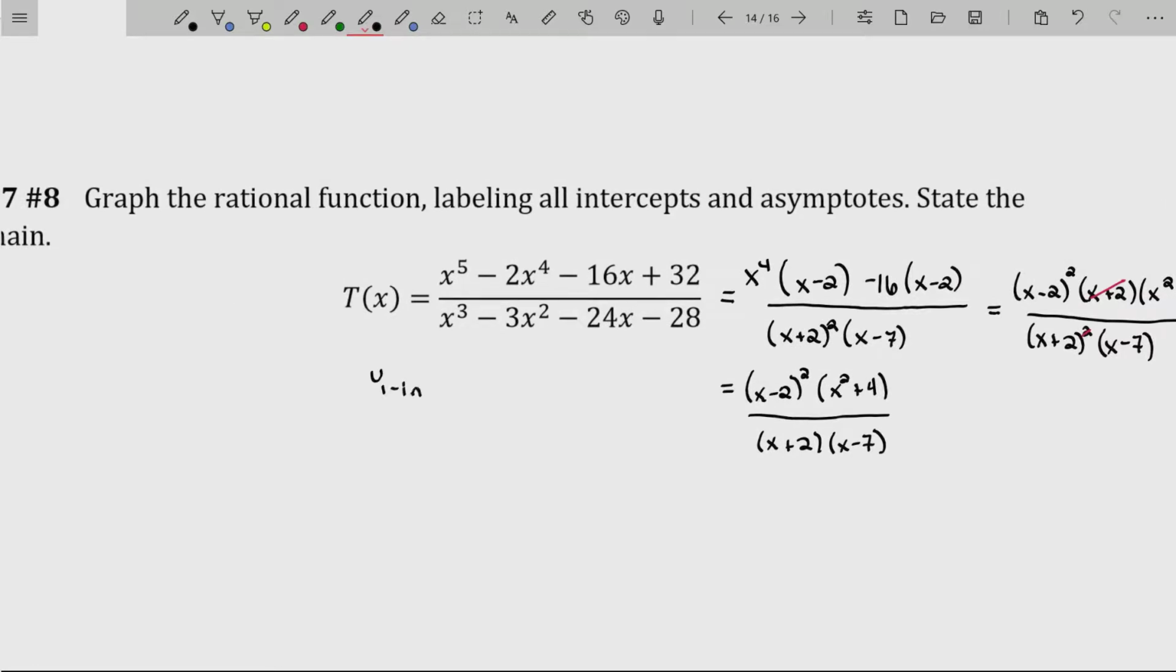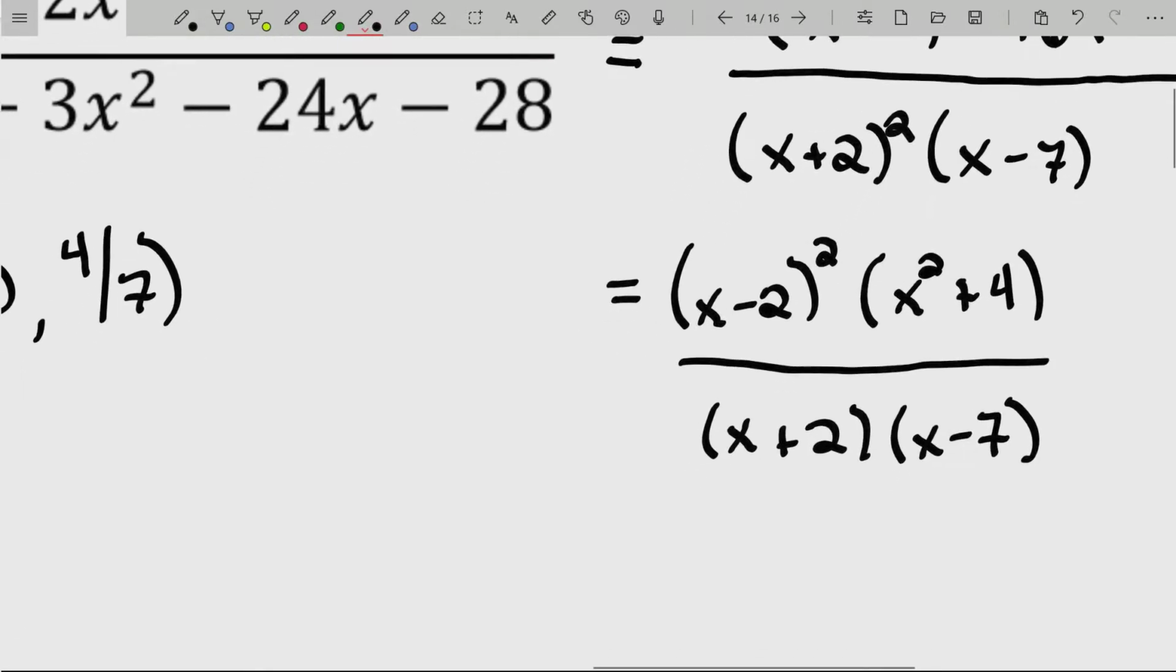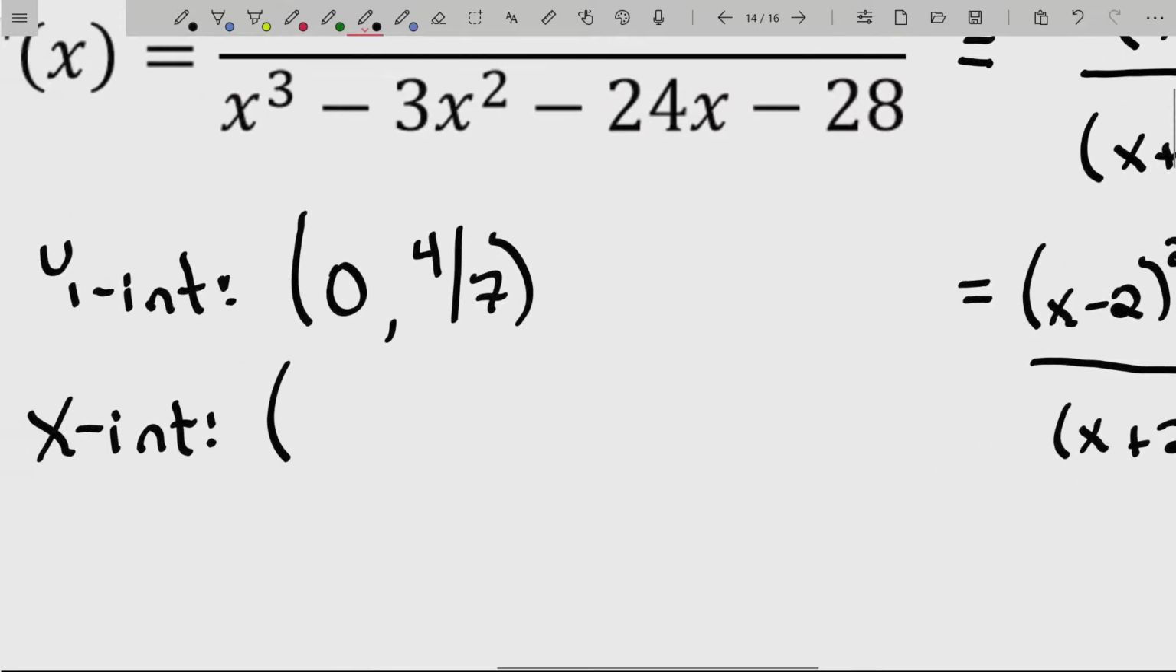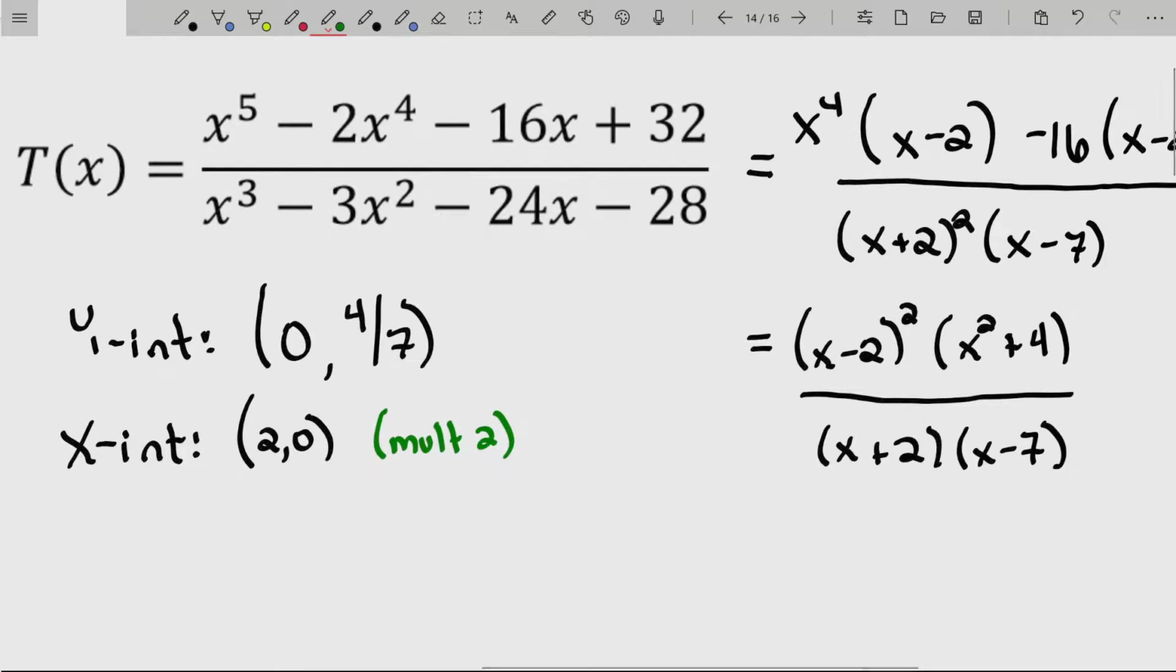You look for the y-intercept. So you let x equals 0 and get 4/7 again. You look for the x-intercepts. Remember, those occur when the numerator is 0. And so if I let the numerator be 0 here in this last one, you get that (2, 0) is an x-intercept of multiplicity 2, though. Its power is 2. Just write that in there. And then, again, x squared plus 4 does not contribute anything to the x-intercepts.